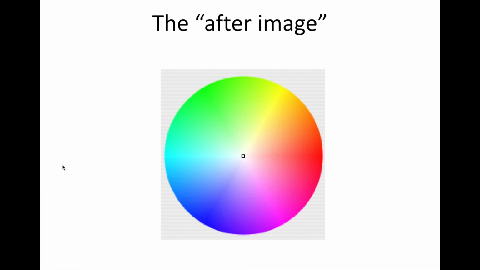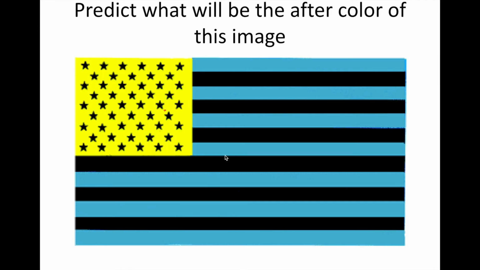Okay, so that's one of those things where you stare at something and then you can look at something else and you can see the image kind of floating in your eyes. It's pretty cool. So for example, you can pause this one, but if you stare at this image, and again, this one is not on your Google form, this is just for fun, you could predict what color the after image of this will be.